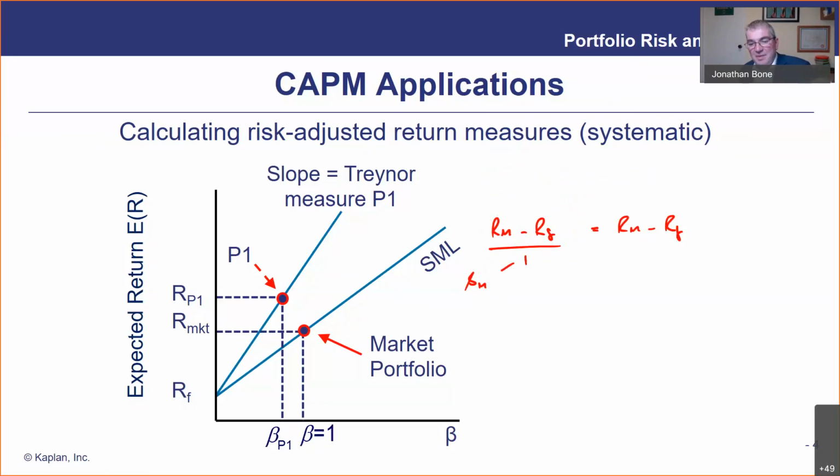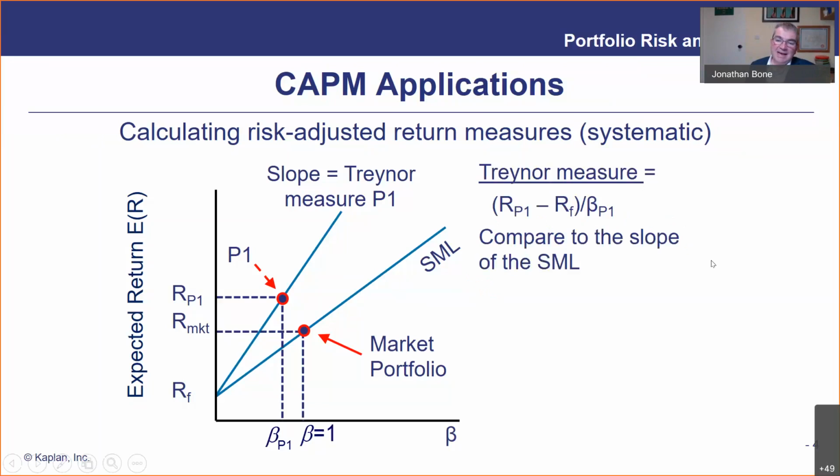Typical, just where I put the ink. I will give you a couple of seconds if you're busy writing that down. Now, Treynor, notice it looks very, very similar to the Sharpe ratio, only its measure is beta. So the return on portfolio 1 minus the risk-free rate over beta 1. And we'll compare that to the slope of the SML, which is RM minus RF.